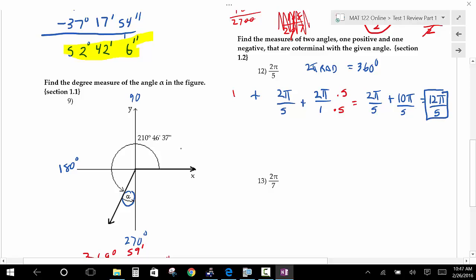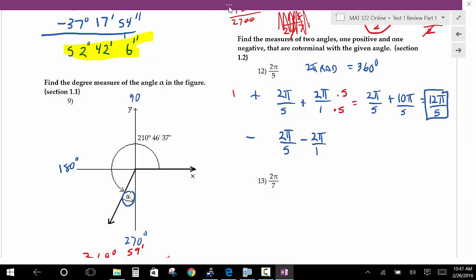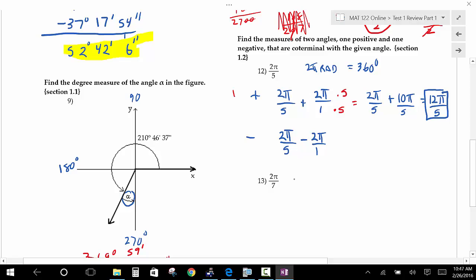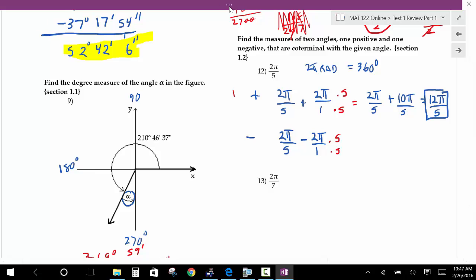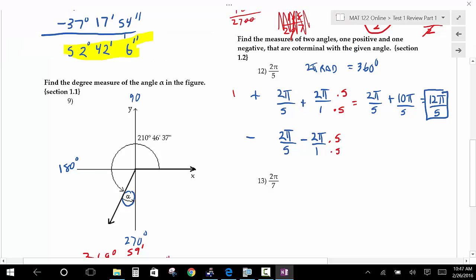That's positive. Now if you want to find the negative angle that's coterminal to it, you just do this. You take the 2 pi over 5 and you subtract 2 pi. That would be done exactly the same way, just some fraction arithmetic. You want to be sure that you get your common denominator. When you subtract, you'll have a negative angle. So that's 2 pi over 5 minus 10 pi over 5. The result should be negative 8 pi over 5. Add 2 pi, subtract 2 pi.